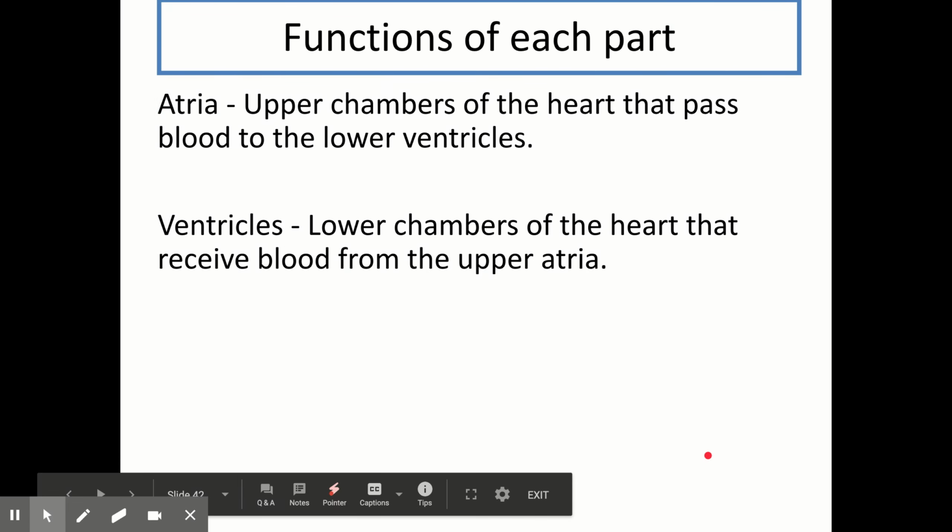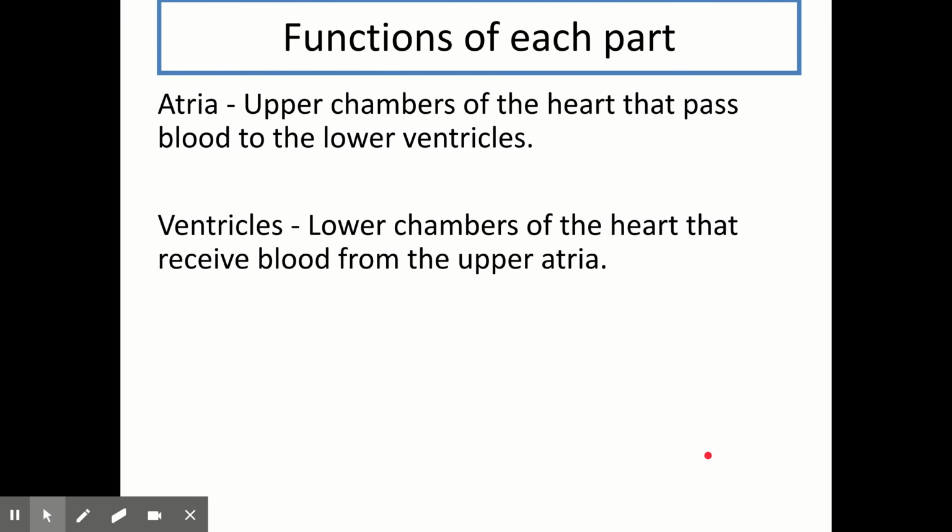Finally, the only 2 parts of the heart that you can't use the previous sentence structure for are the atria and ventricles. You need to know the function of the atria is that they are the upper chambers of the heart that pass blood to the lower ventricles. And for the ventricles, you need to know they are the lower chambers of the heart that receive blood from the upper atria.